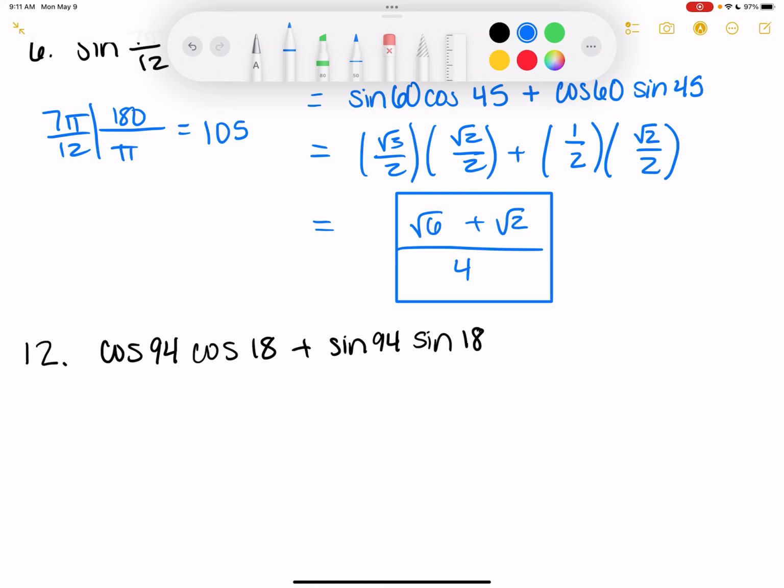All right, so this problem is the reverse. Oh, I see what you mean. I don't really understand. Then it's cosine of 94 plus 18 minus 18. Cosine of 94 minus 18. Okay, you have to look at whatever you started with and think, what reverse formula gives me that? So cosine of 94 minus 18 is equal to the cosine of 76.